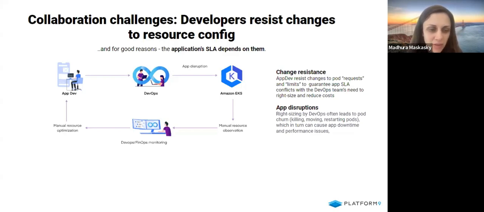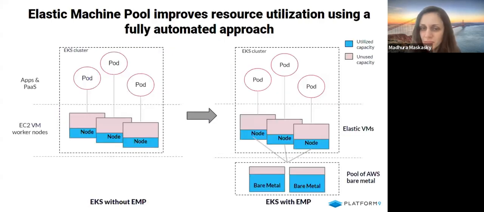And because there is a potential for application downtime, there is a tendency to set these request and limit values in a very pessimistic way, meaning let me set the request value to be what my app requires at peak time, not necessarily what it requires on average, which results in a lot of wastage of resources. So let's go next.